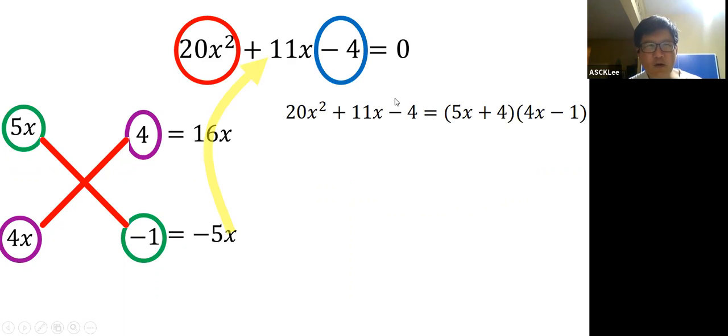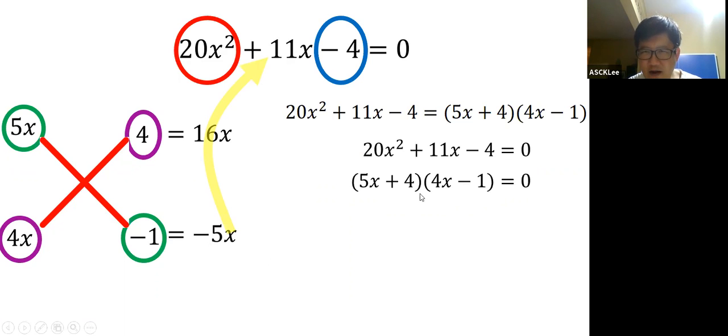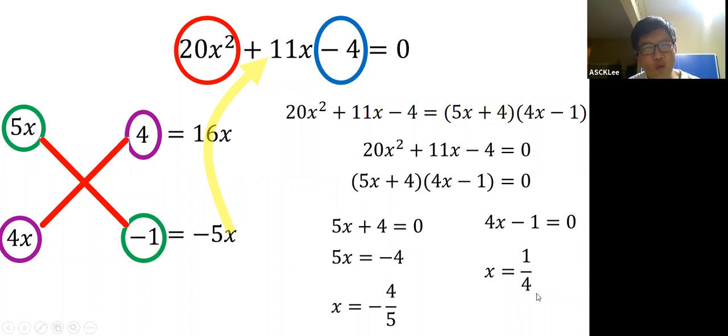And that means you have arrived at your factors of 5x plus 4 and 4x minus 1. All right, rewrite everything, replace the left side and use your zero product property, and you get x equals minus 4 over 5 and x equals 1/4. These are your two solutions.